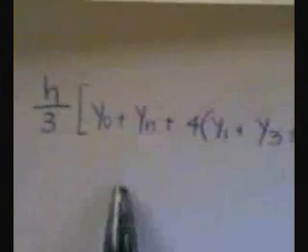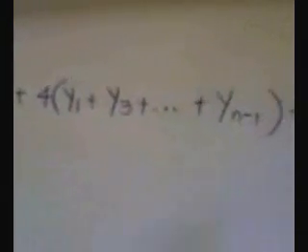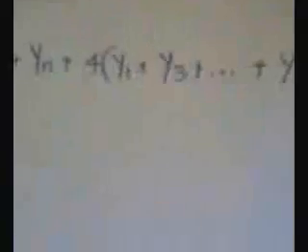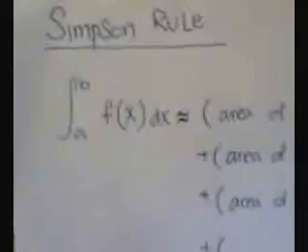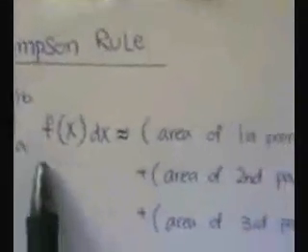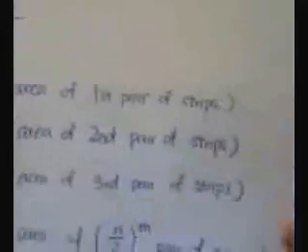Next, evaluate each coordinate y0, y1, y2, and until yn. So it will be like this, where this one will be y1, this one will be y2, and this one will be yn. Okay. Next, therefore, the area is then given by h over 3 times y0 plus yn plus 4 times the odd y's plus 2 times the even y's. Formula.